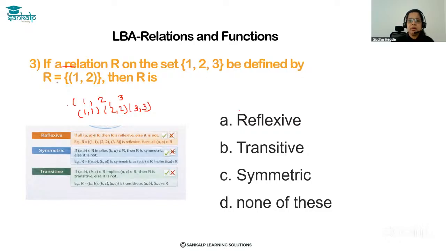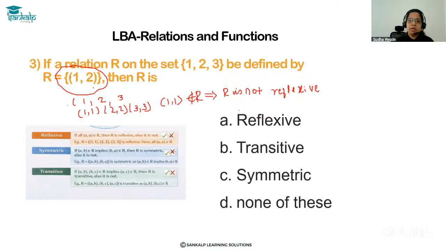But here, none of these elements are there. None of them are in R. Therefore, you can write (1, 1) does not belong to R. Therefore, R is not reflexive.